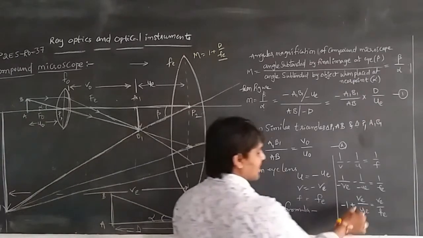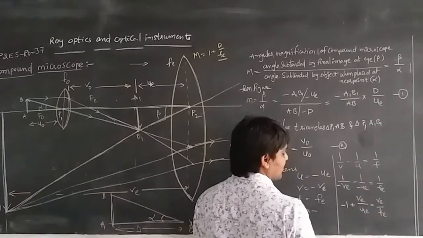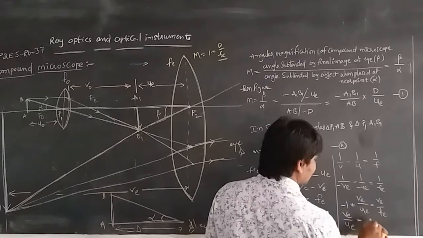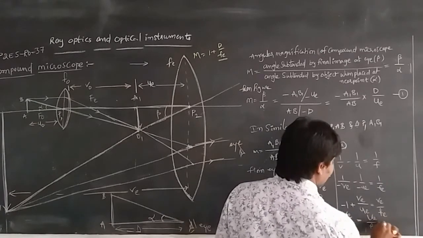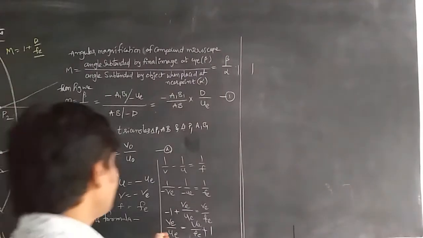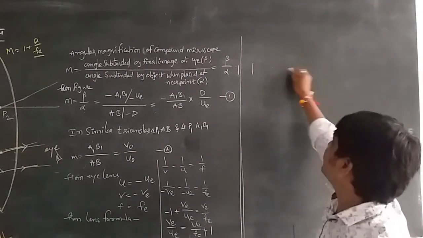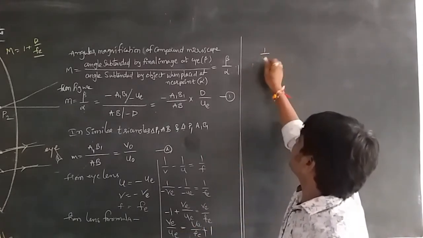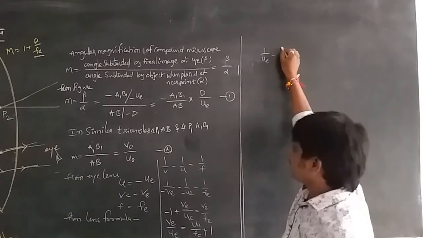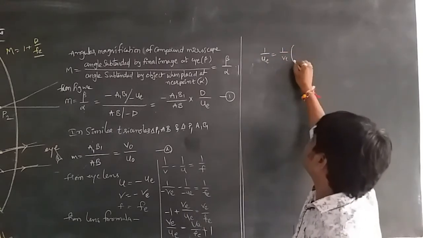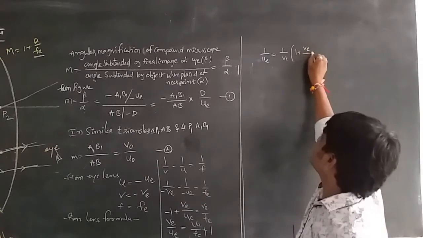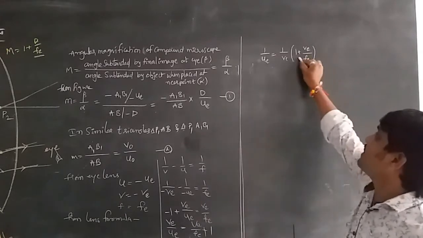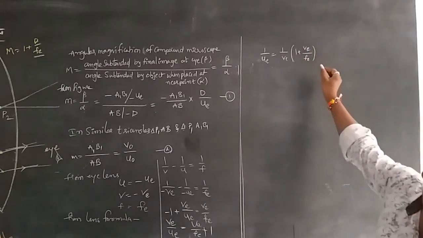So that's why we are applying the D instead of VA. From that equation we can write that VE by UE is equal to VE by FE plus 1. From this, taking VE to this side, we get 1 by UE is equal to 1 by VE into (1 plus VE by FE). This will be the equation.